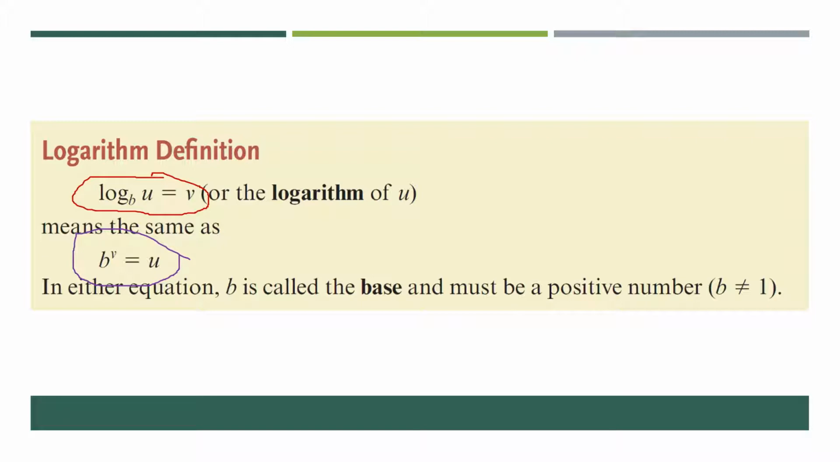Let me just read this to you one more time so you know how to read it in your head. I'm starting up here. Log base b of u equals v means the same as b to the v equals u. Before we move forward, I want to point out that this right here is not log base b times u. That is not what that means. This is log base b of u. So this is where you're plugging the number u into that logarithm.